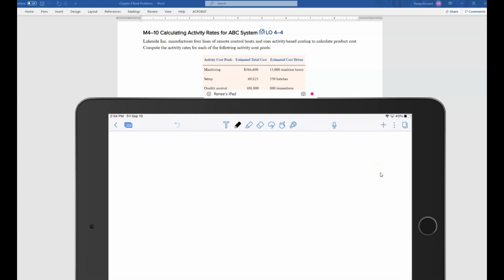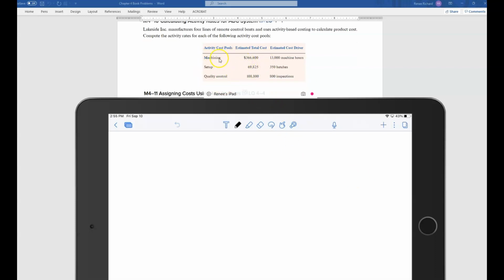We've got Lakeside Manufacturing that has 4 lines of remote control boats. And they use ABC costing, activity-based costing, to calculate their product costs. We're asked to compute the activity rates for each of the following activity pools, and that's stage 1. That's stage 1 allocation. So they've taken all their overhead costs, estimated them, and then split them into 3 different areas.